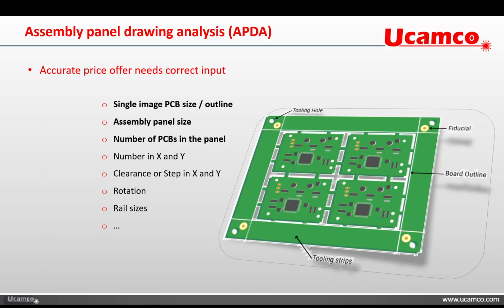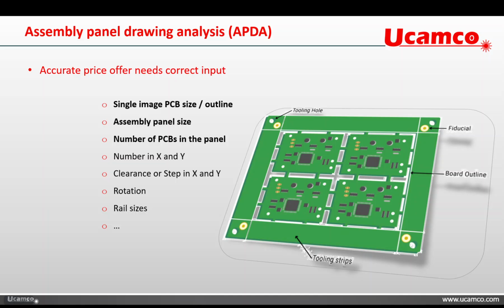The same as assembly panel size. Assembly panel size is a must for calculating your panel yields, and that will play a role, of course, evidently in the price. The number of PCBs in the panel is something that probably you will get specified from your customer. Number of PCBs in X and Y, just like the clearance or the step in X and Y, is probably less of an issue at the time of quotation. Definitely they are needed for the people in CAM, but at quotation stage, that could be a nice to have rather than a real must.